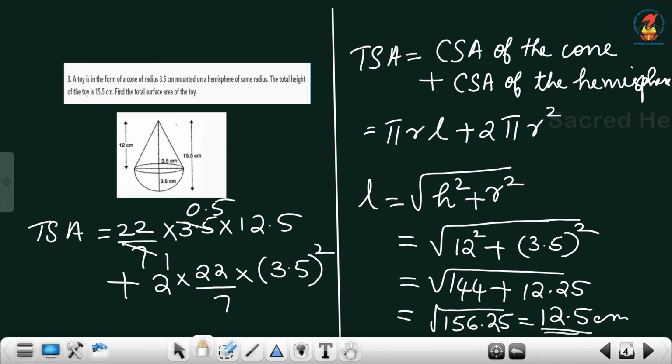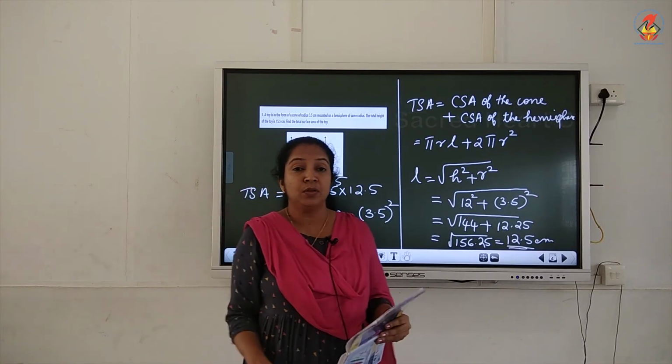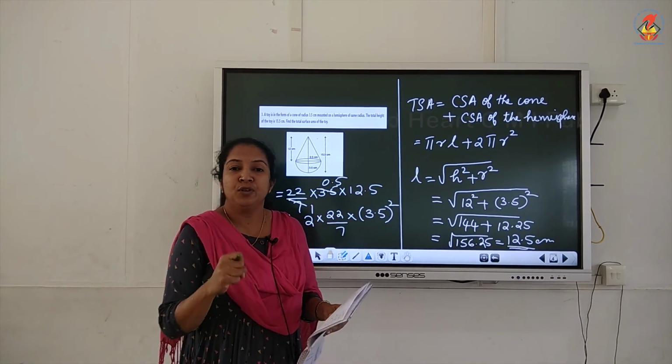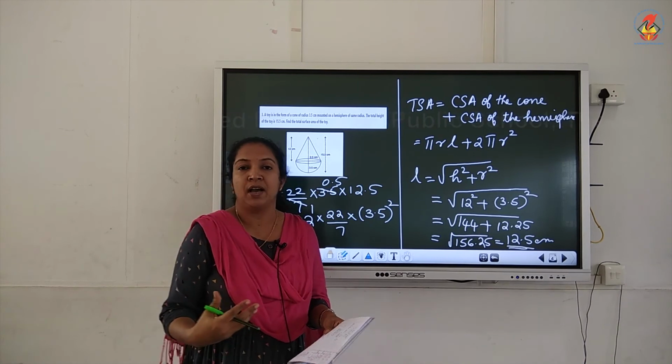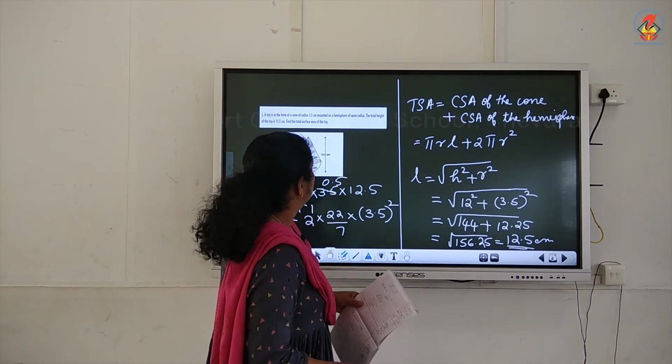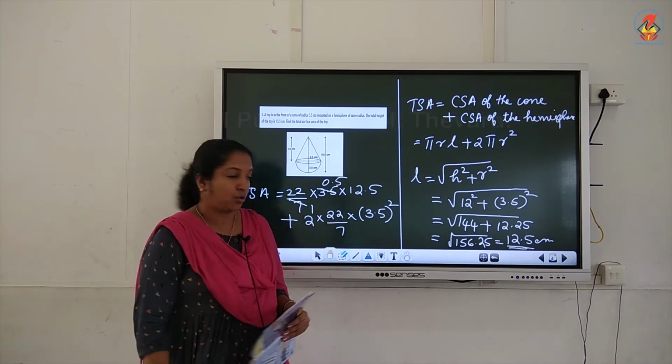Same way here also 3.5 you can cancel. Don't multiply at first, because the calculation will be difficult. First you have to cancel all the common terms, then multiply. So the remaining you can do.